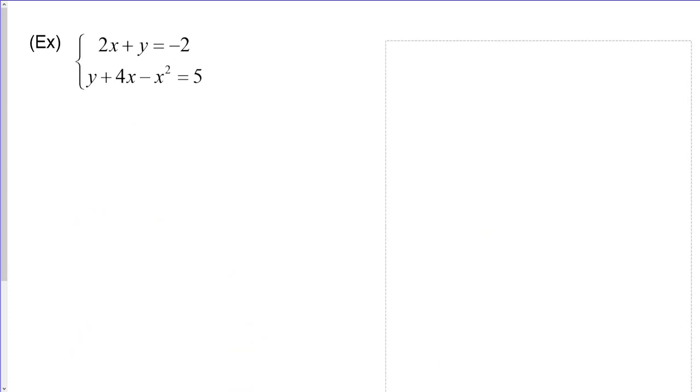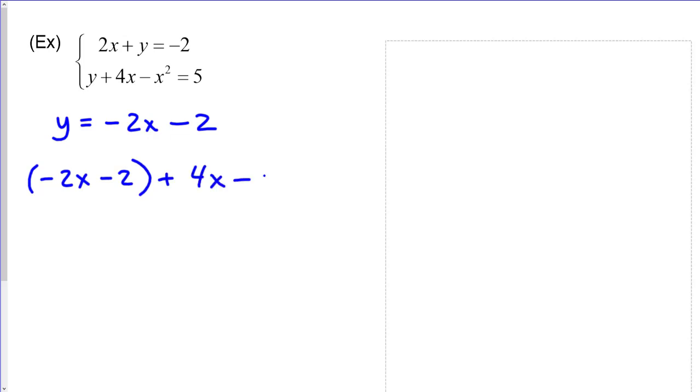In this next example, I have a line and a parabola. So let's take a look at what happens when we solve this. So I'm going to solve the top equation for y, which would give me y equals negative 2x minus 2. When I substitute that into the next equation, then I have negative 2x minus 2 plus 4x minus x squared equals 5. I've simply replaced the y with negative 2x minus 2.